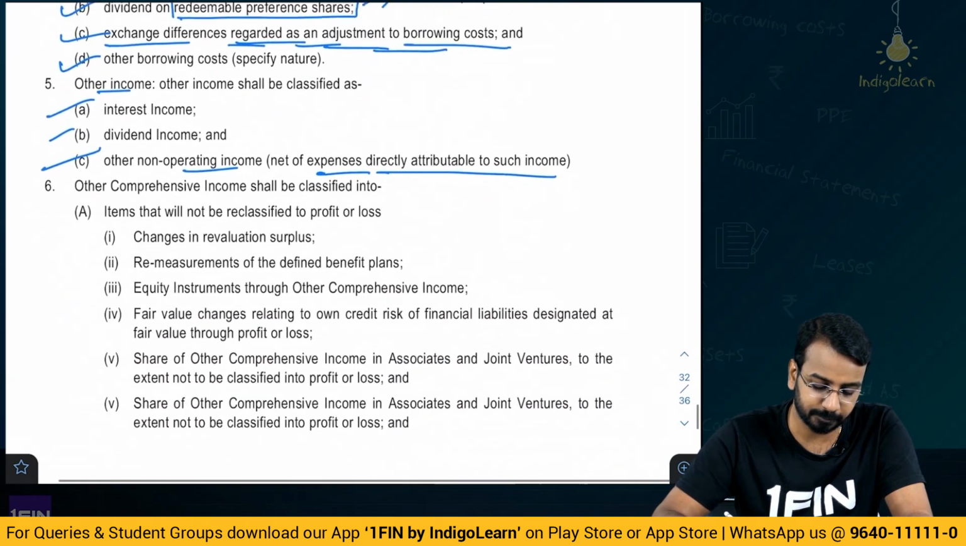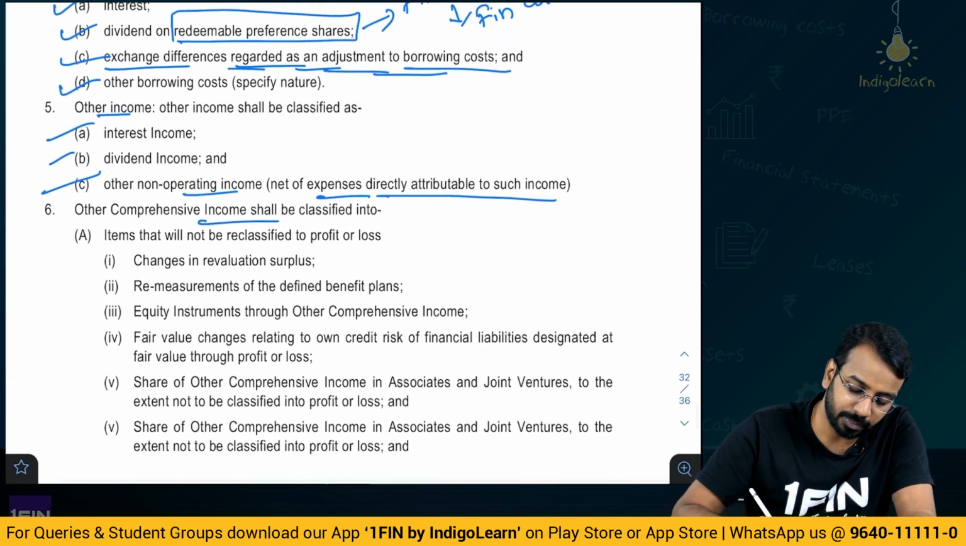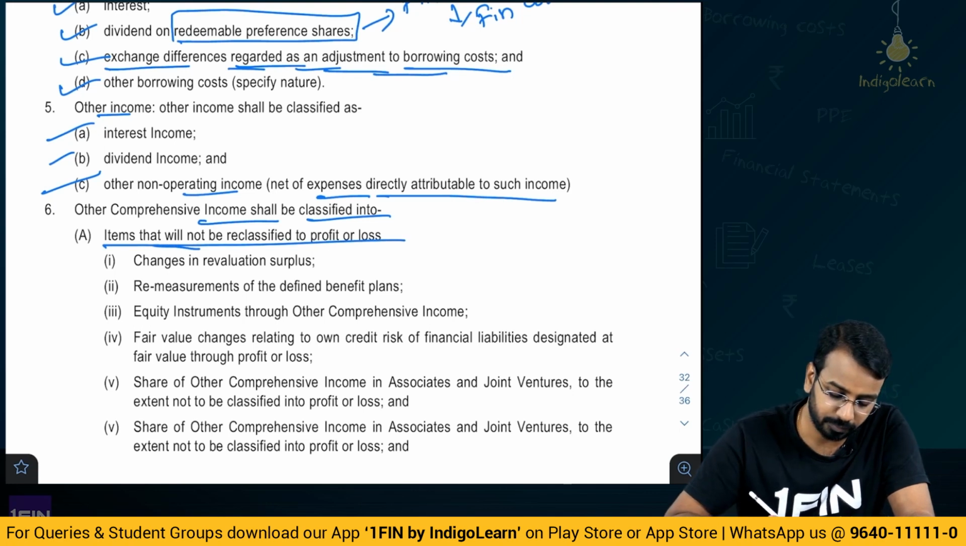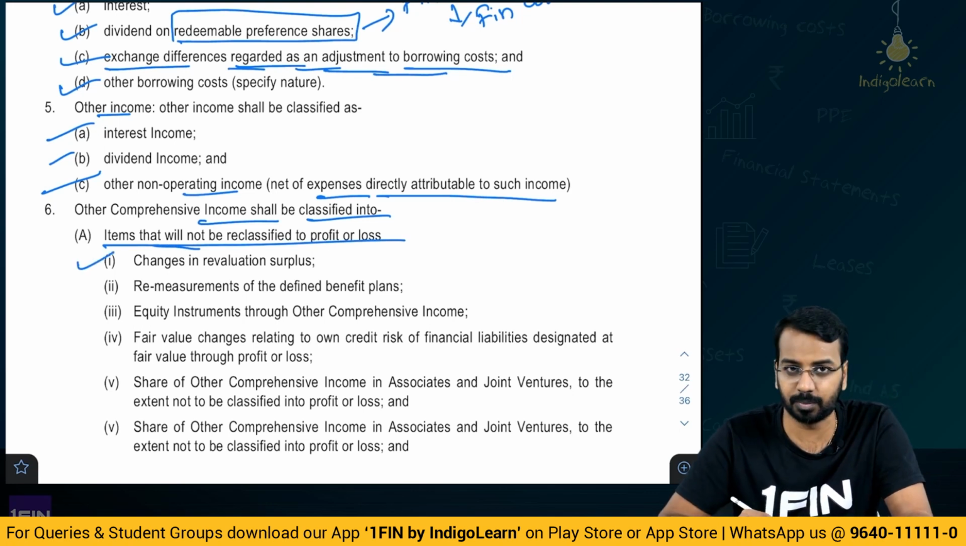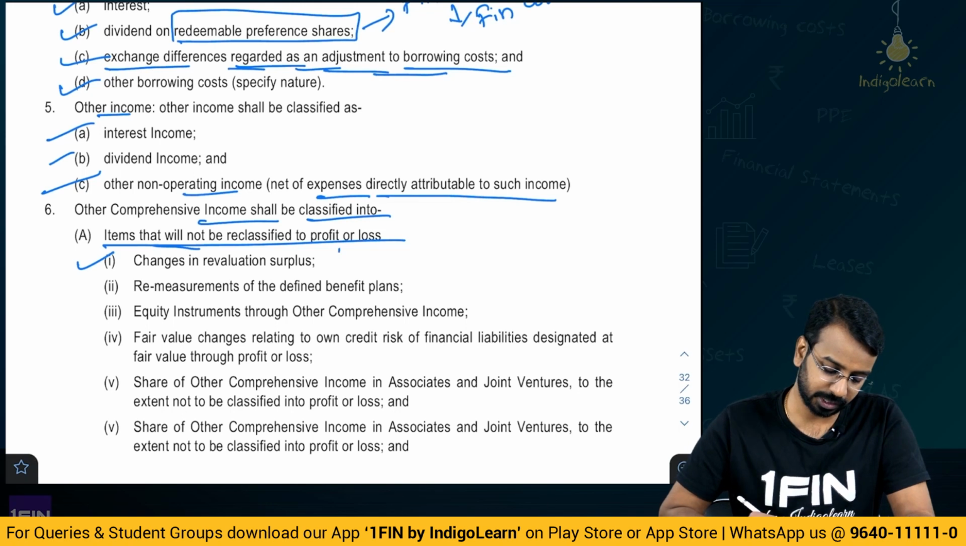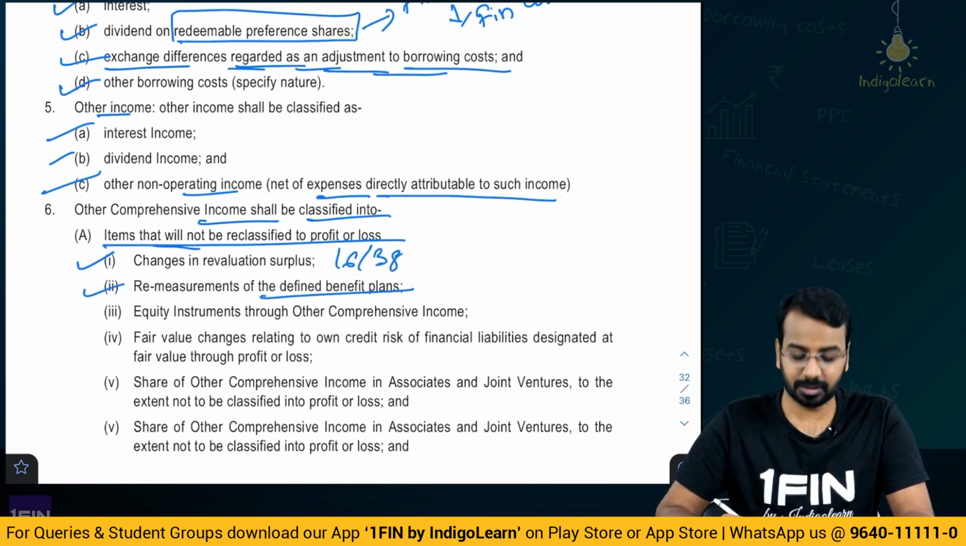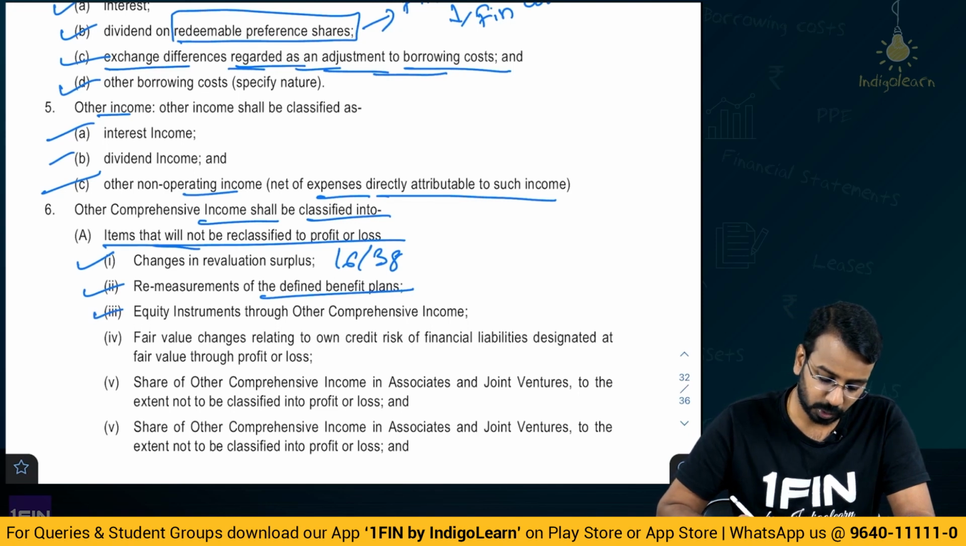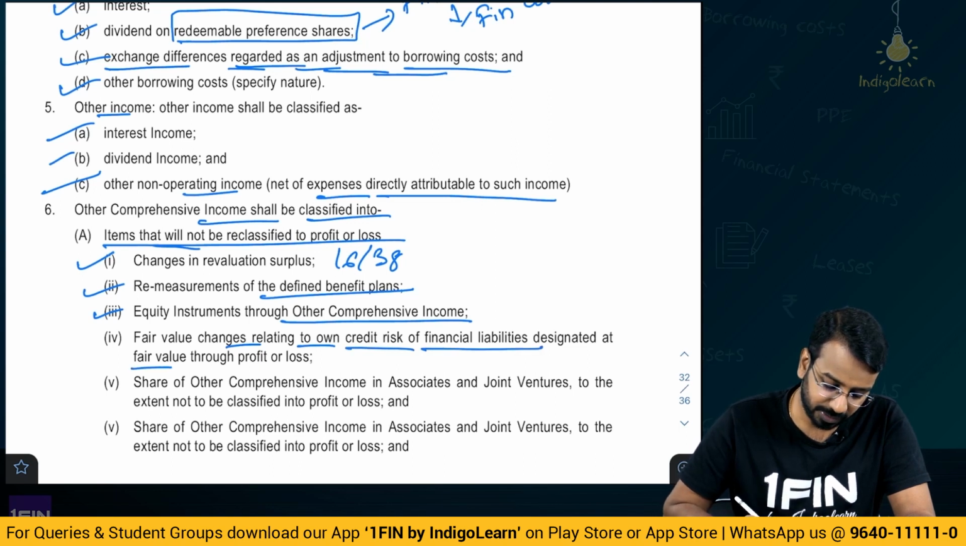Then other comprehensive income shall be classified into items that will not be reclassified to P&L. For example, change in revaluation surplus, we have discussed this. This is covered by Ind AS 16 and also 38. Remeasurement of the defined benefit plans, equity instruments through other comprehensive income, fair value changes relating to own credit risk of financial liabilities designated as fair value through P&L.